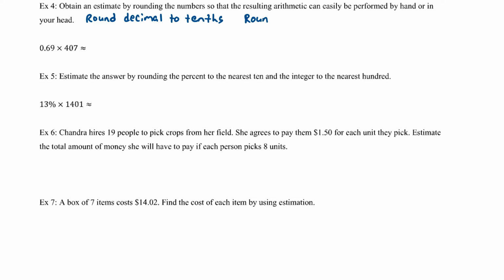and round our integer to the 100. So the tens place being right here and then to the 100. So that 0.69, we could round that to 0.7. And then if we round 407 to the nearest 100, that is just 400. So then multiplying those to get our estimate would give us 280.